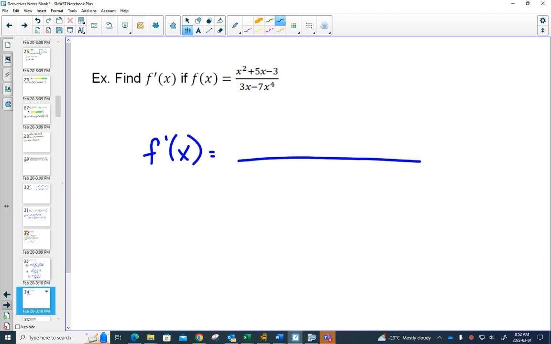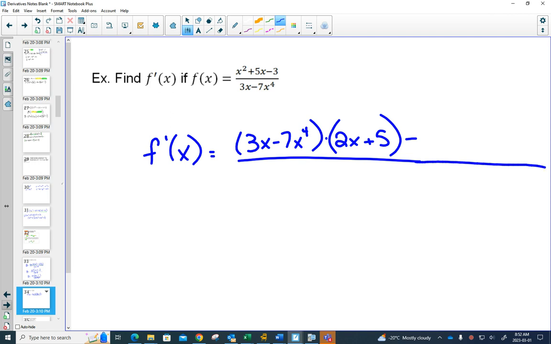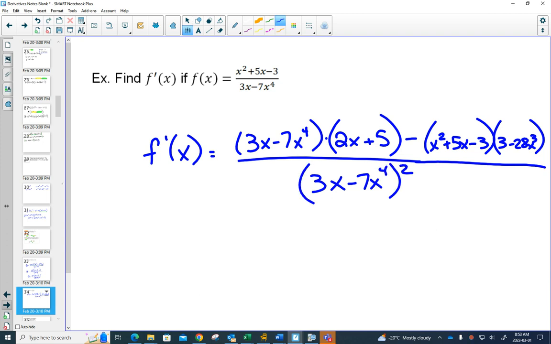Walk through the rules. Say, I keep the bottom the same. Multiply by the derivative of the top. That'll be 2x, 5x will just be 5, and the 3 is 0. Subtract, keeps the top the same. Multiplied by the derivative of the bottom over the bottom square.